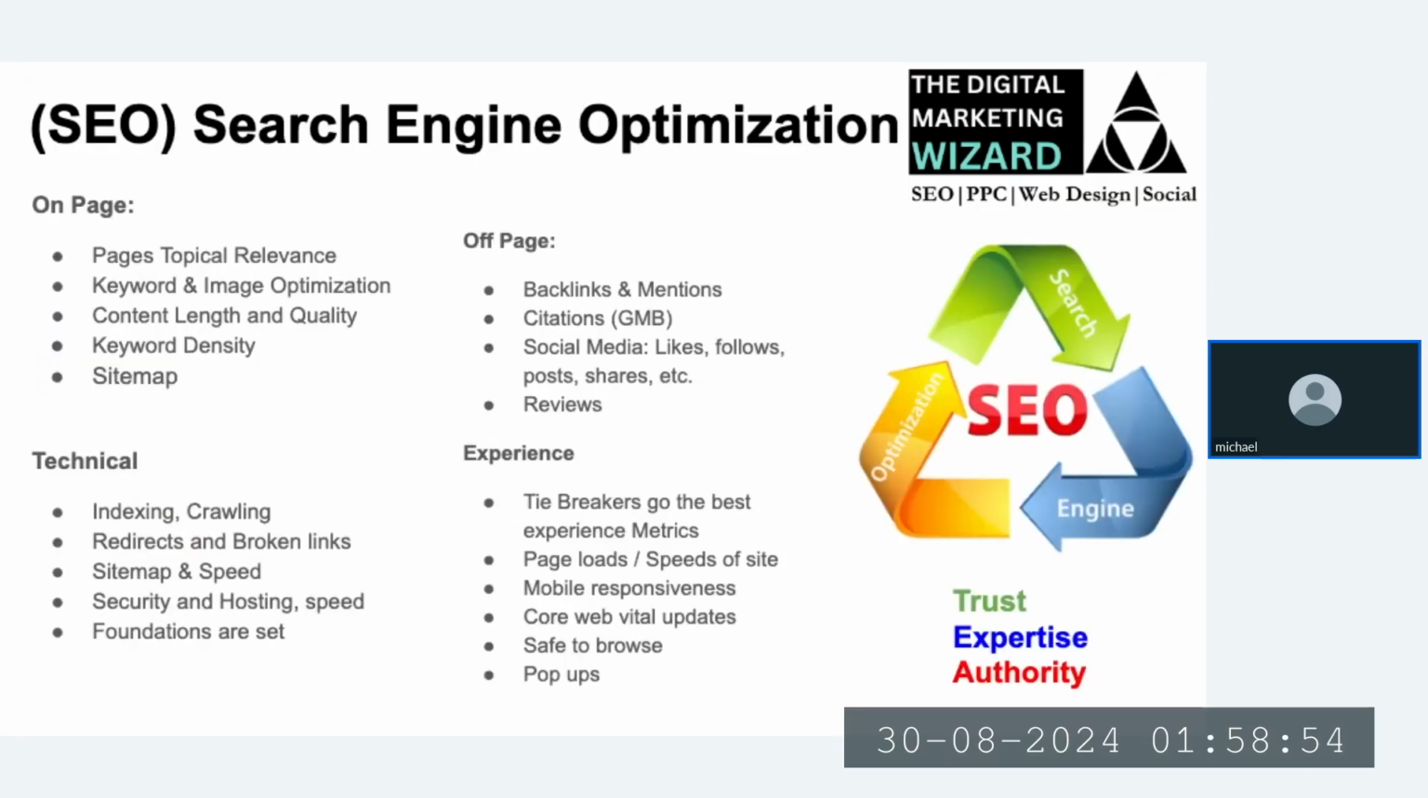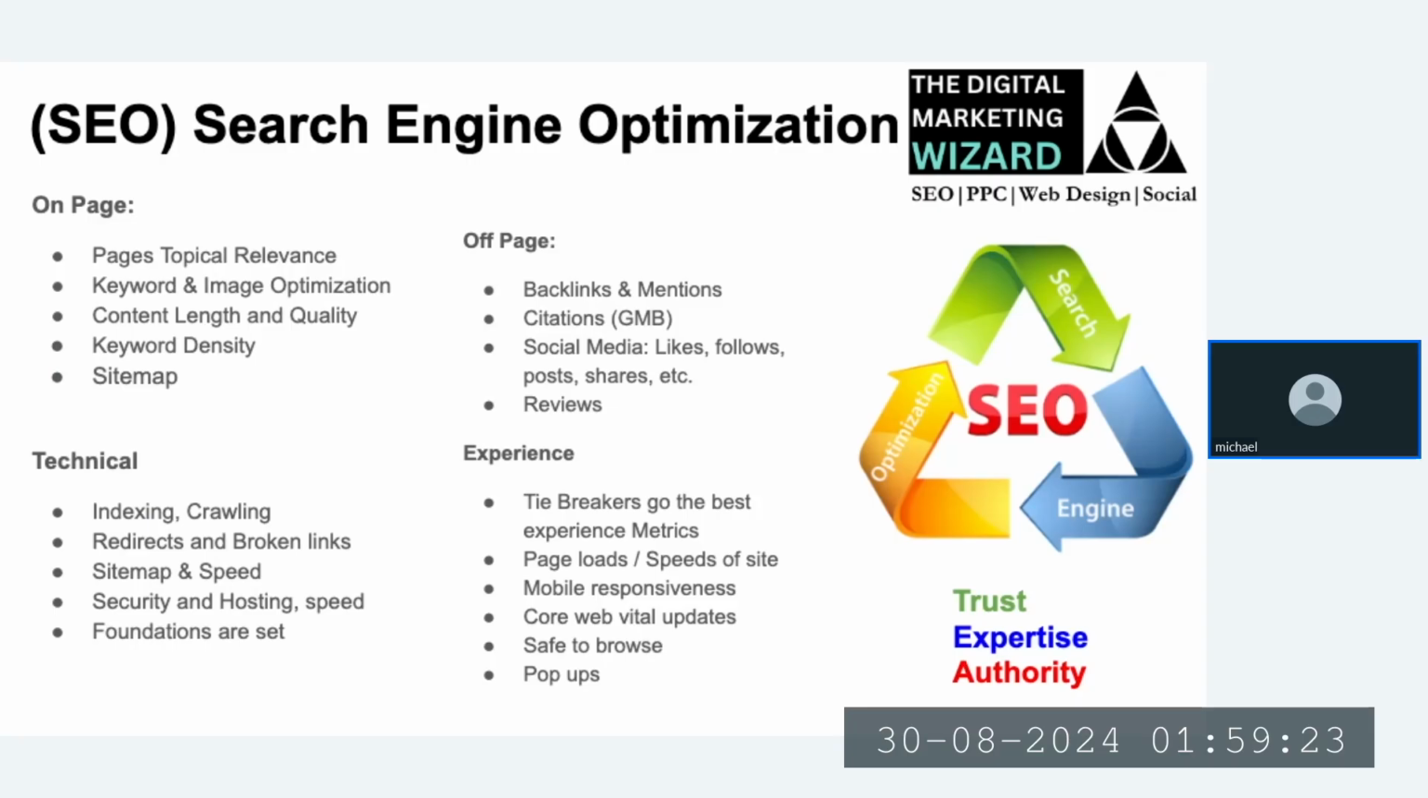And then again, there's search engine optimization. These are things we went through: on page, off page, some of the technical stuff, the indexing, the crawling, the sitemap, the speed. Again, we've done all this. And a big part of the SEO, which I have right here in the bottom right-hand corner, is trust, your expertise, and authority. That's what SEO allows us to do. It allows us to dominate. It allows us to get the customer's trust. It allows us to build our own expertise and showcase it.